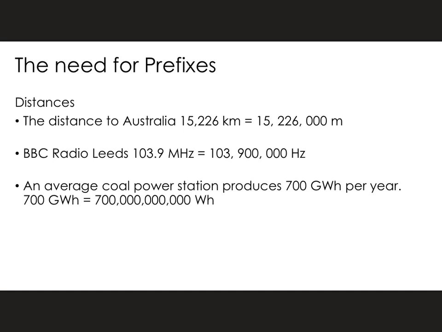So looking at the screen now, you can see I'm giving you some values here, such as the distance to Australia, which is 15,226 kilometres. Now, if I didn't use the kilo prefix there and have kilometres, what I'd have to be saying is that distance is 15,226,000 metres. It also makes it more difficult to write down, as sometimes the numbers would lose meaning in reports.